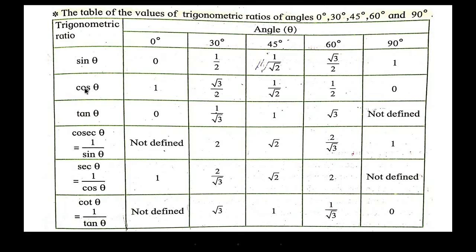If you have to find the value of, say, cos of 45 degrees, we check in the column for cos, go up to the angle 45 degrees, and we get 1 upon root 2. In this way, you can find the value for any angles and any trigonometric ratios.